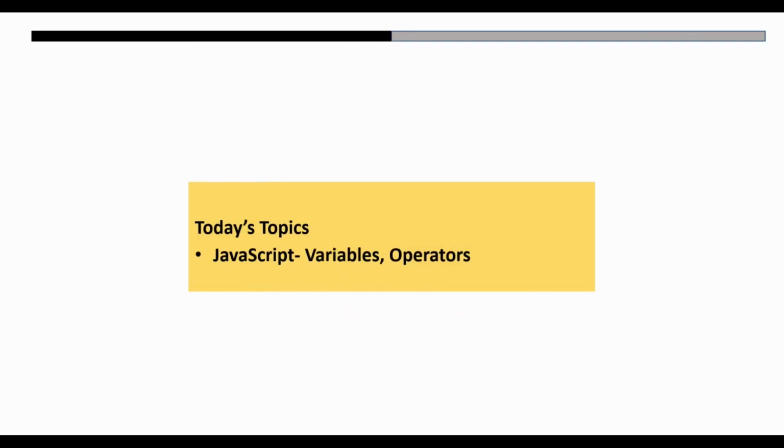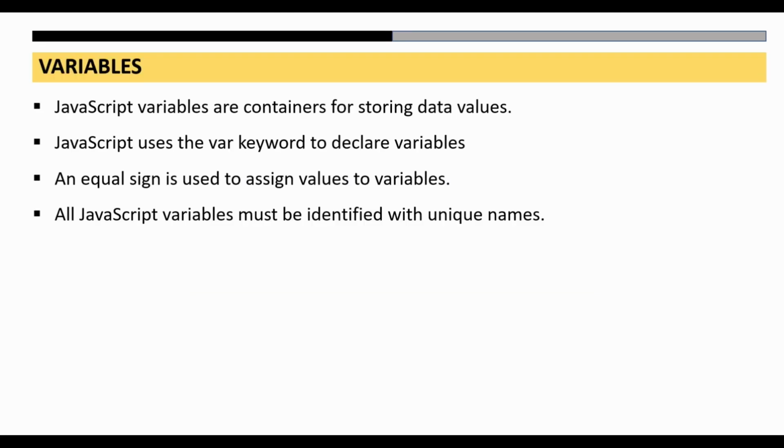Hello everyone, in today's video we are going to see what are variables and operators in JavaScript. So firstly we have variables. JavaScript variables are containers for storing data values. That means we are going to create a structure where we are going to store our data values.